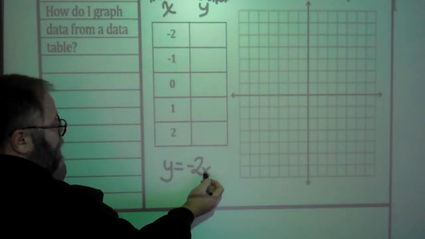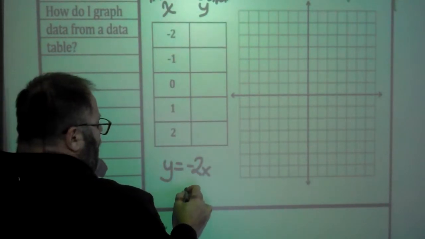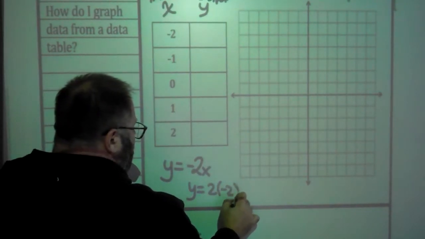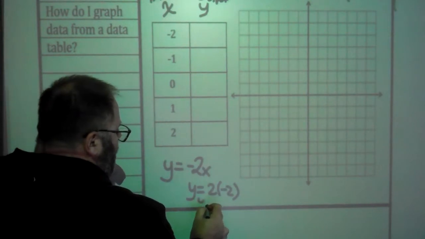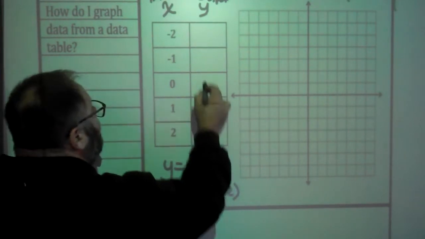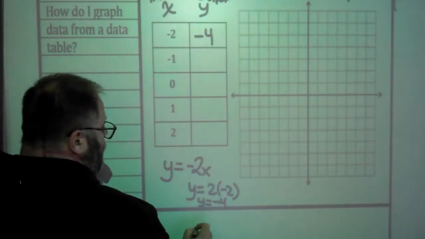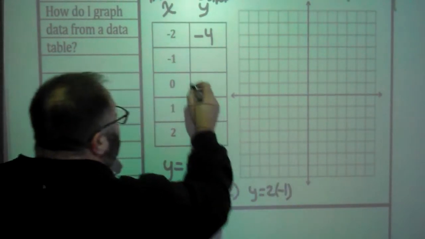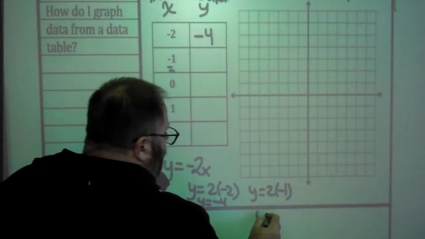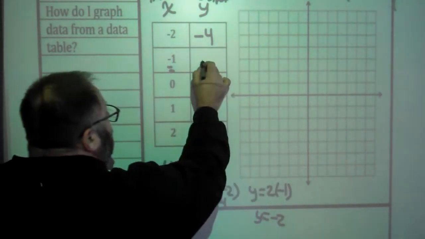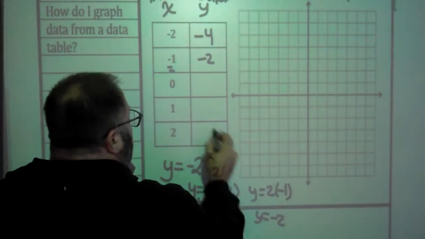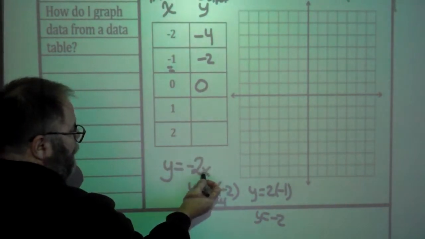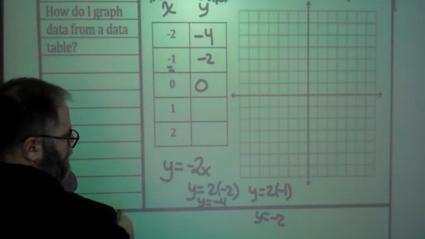So negative 2. So I put negative 2 in here. I've got y equals 2 times negative 2. Y equals negative 4. Y equals 2 times negative 1. That's this one here. Y equals negative 2. If I put 0 in for x, I get 0. If I put 1 in for x, y times negative 2.